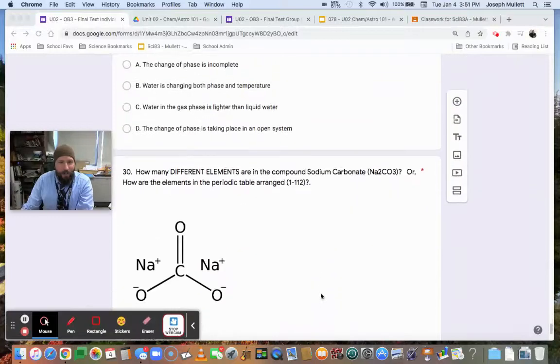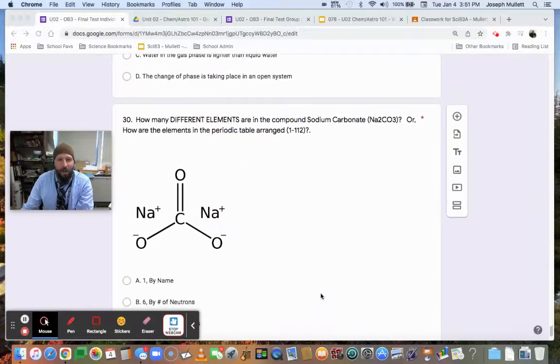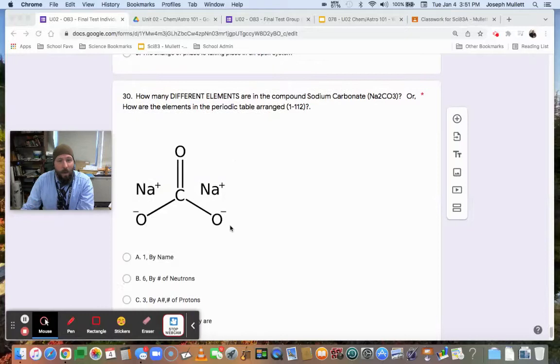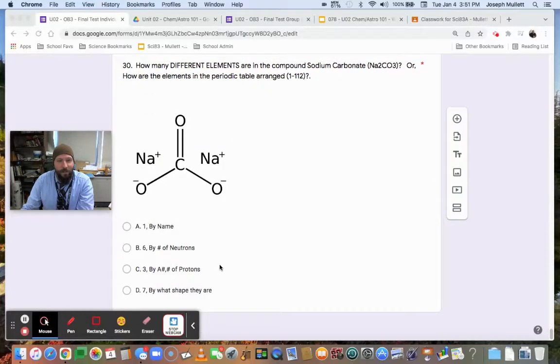And last question here, number 30. How many different elements are in the compound sodium carbonate? That's Na2CO3. Or in this case here, how many of the elements in the periodic table are arranged, numbers 1 through 118? And so my question to you is, which one of these answers has the answer to both of these questions found up above?